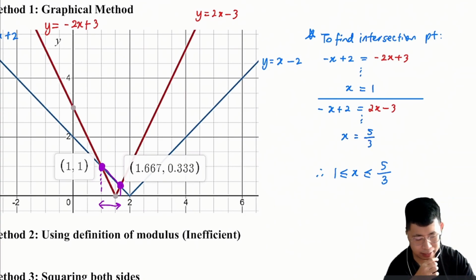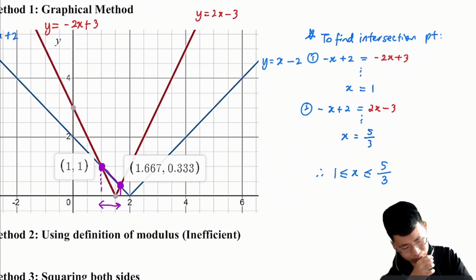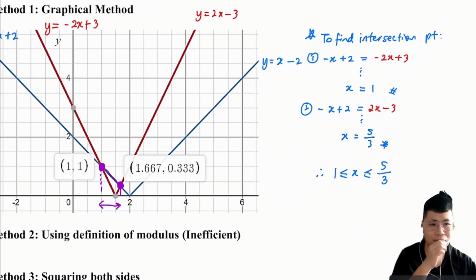So we need to find the intersection points. Okay, so intersection point number 1, intersection point number 2. And we'll need to look at these regions to determine our final answer. So this is the way we do the graphical method for at least C, D, E, and F.